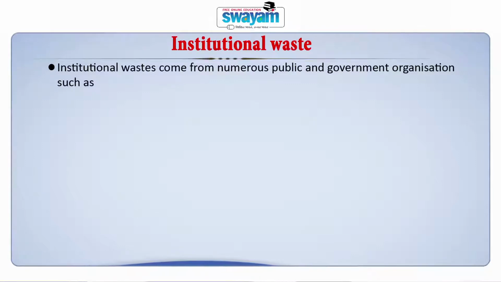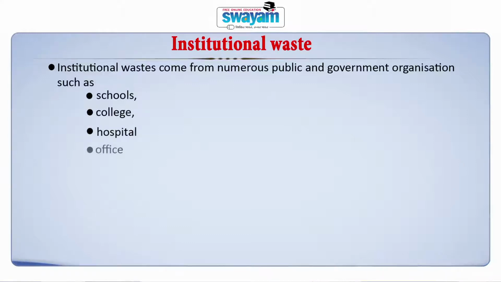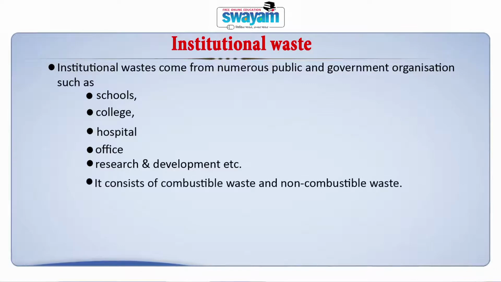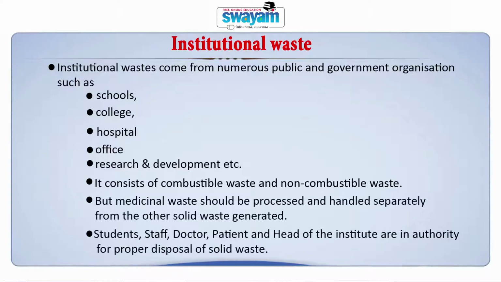The third source is the institutional waste. As the term mentions, it is the waste that is generated from public and government organizations. Examples are schools, colleges, hospitals, offices and other research organizations. This too consists of both combustible and non-combustible waste. I am sure you understand what is combustible and non-combustible. Combustible means ones that can be burnt.